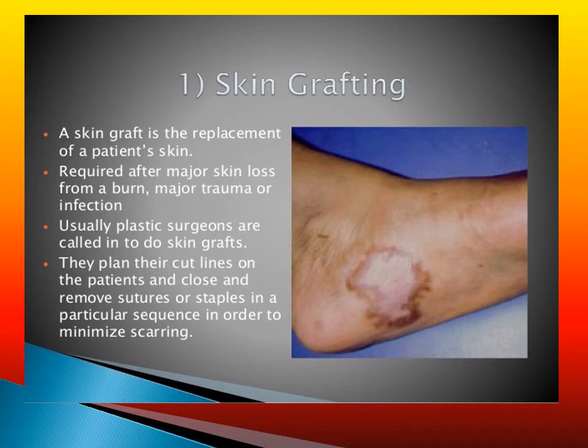So first is skin grafting. Skin graft is the replacement of patient skin. The patient's own skin will be taken from a healthy part and replaced to the affected area. It is required after a major skin loss from a burn, major trauma or any infection. This is also called a plastic surgery, and the name of the surgery is skin graft. What they will do is plan their cut lines on the patient, and close and remove sutures, or they can apply staples in a particular sequence in order to minimize the scarring.